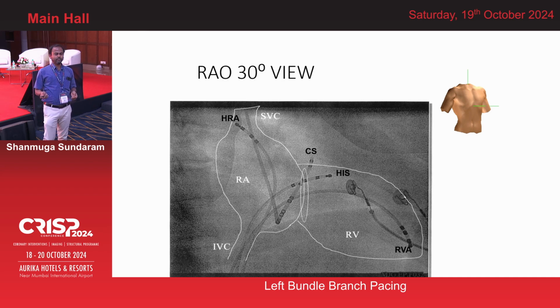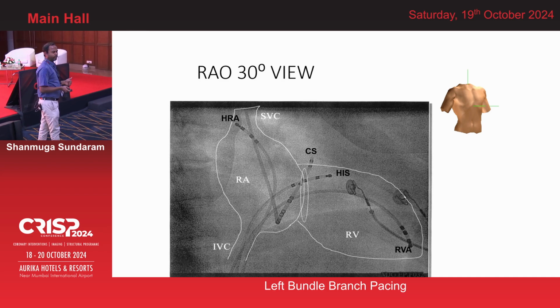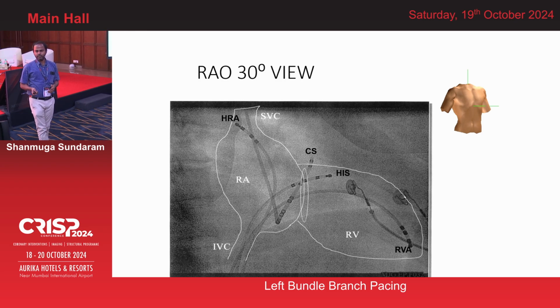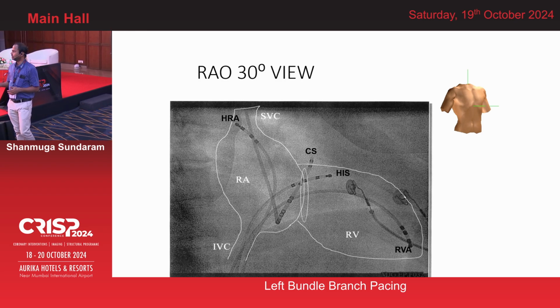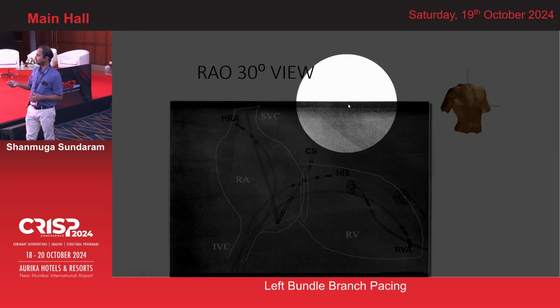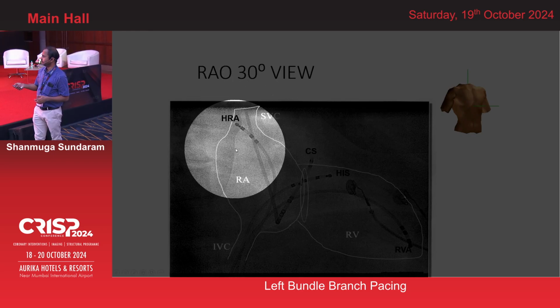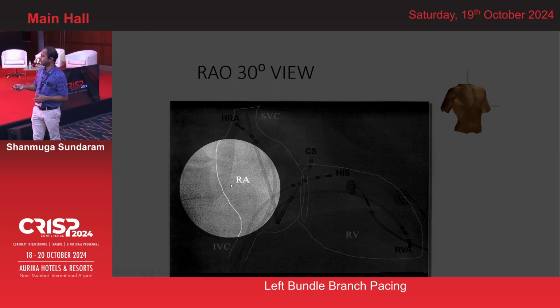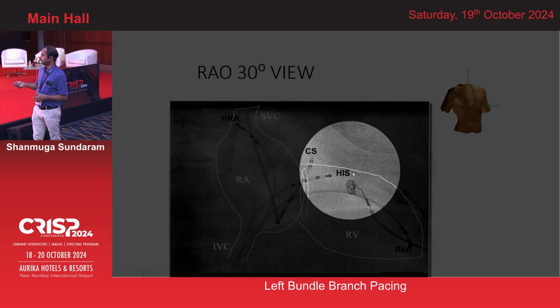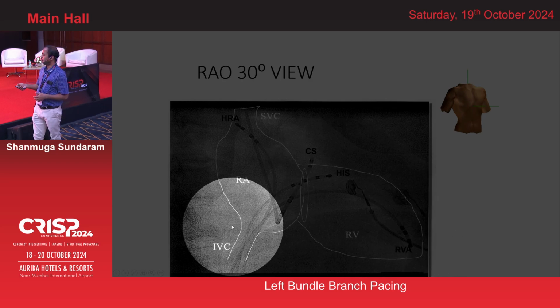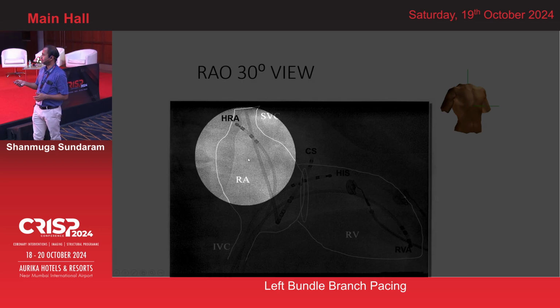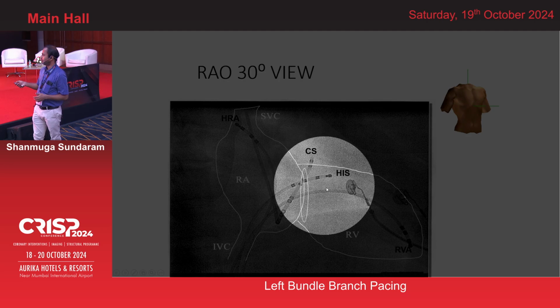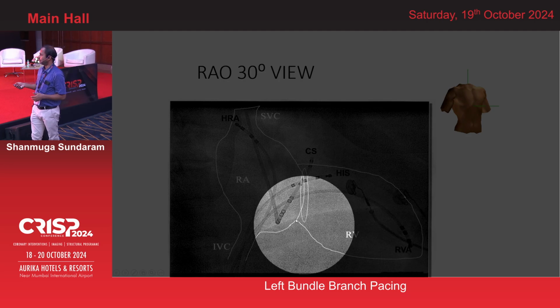The first and foremost is right anterior oblique view. This is the view in which we always start the procedure, be it an EP procedure or conduction system pacing. So this is how the components will look. You can see the SVC coming down and the IVC coming up into the right atrium, and the ventricle will be like this. So we try to place a catheter in the right atrium, a catheter in the His bundle, and a catheter in the right ventricular apex.